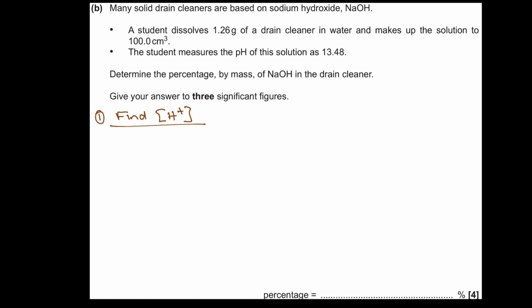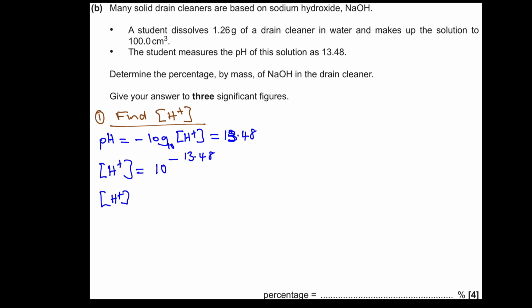And to do that, we know that pH is given to us as minus log base 10 of the concentration of H+, and that value is 13.48, which means H+ equals 10^-13.48, and that gives us the H+ concentration to be equal to 3.31 × 10^-14 mol/dm³.